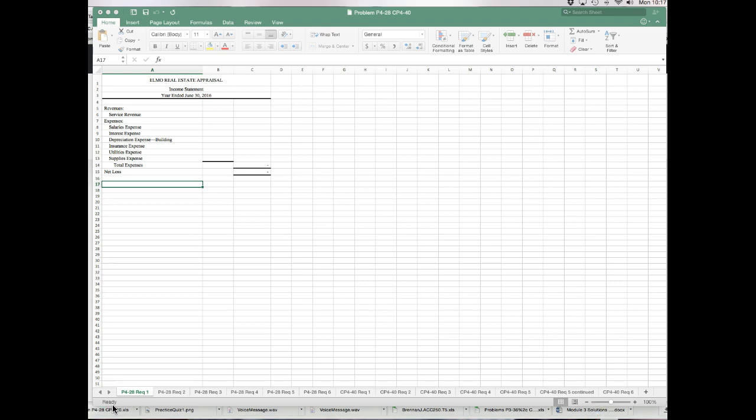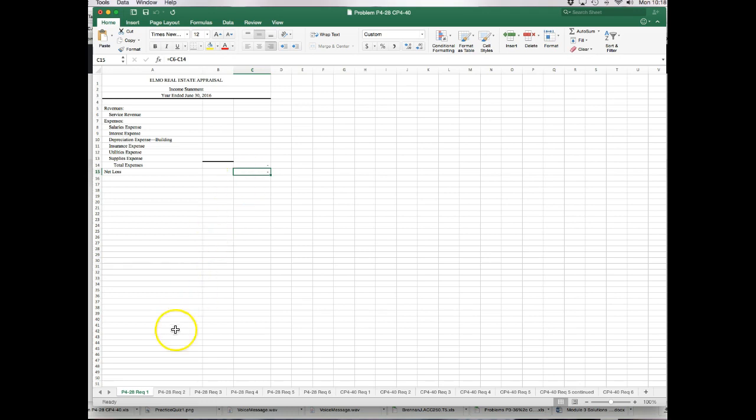So for instance, in requirement 1, we have the income statement, which is our revenue, our service revenue, and then all of our expenses. So you're just going to list, taking them from the adjusted trial balance that's in the textbook, that's in the problem, and you're going to list all of the service revenue and all of the expenses. You're going to add up the expenses, and then you're going to subtract the expenses from the revenue to get your net income, or in this case, it's going to be a net loss because our expenses were more than the revenue. So this particular year, Elmo Real Estate actually lost money.